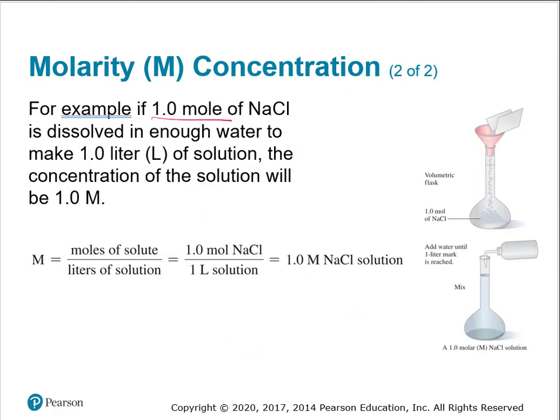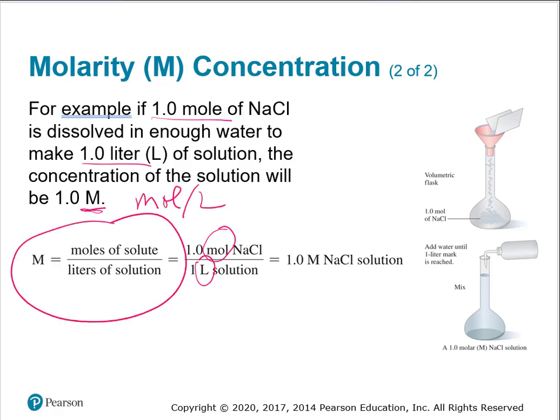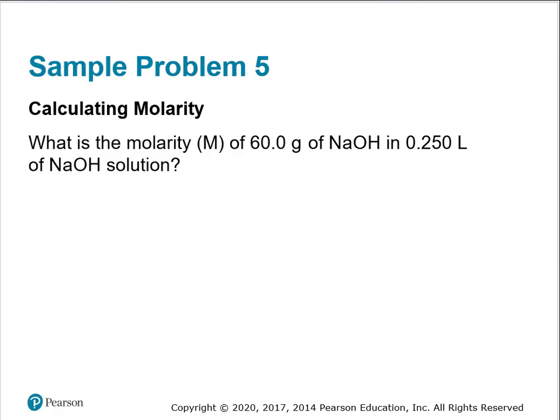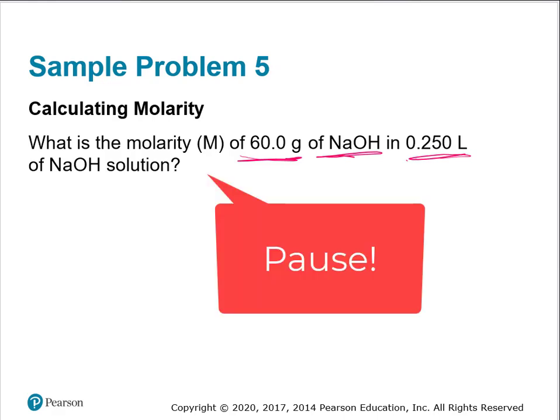If I had 1 mole of sodium chloride, it's dissolved in enough water to make 1 liter of solution. The concentration of the solution will be 1.0 m, and that m means moles per liter. Again, we're just taking moles of solute divided by liters of solution. What is the molarity of 60 grams of sodium hydroxide in 0.250 liters of NaOH solution? Try that.